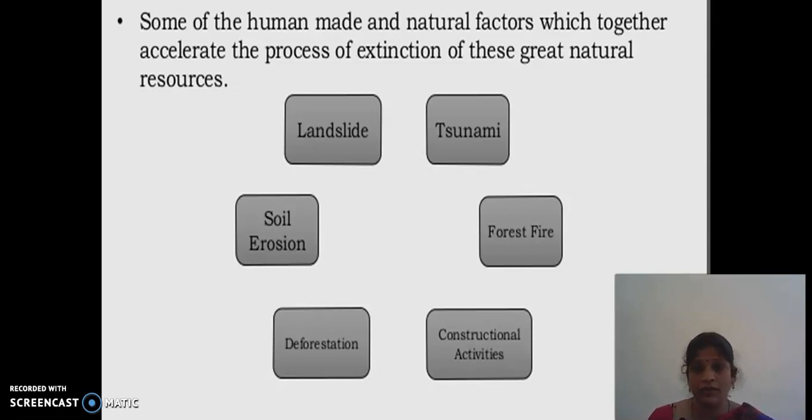disaster. Forest fire naturally happens by lightning, as well as sometimes by mischief makers. They are careless, and that is how forest fire happens. Then constructional activities, that is totally dependent on humans. Then deforestation, humans alone are responsible. Then soil erosion, that is caused by humans as well as nature. So these are landslide, tsunami, forest fire, constructional activities, deforestation and soil erosion, the human and natural factors.